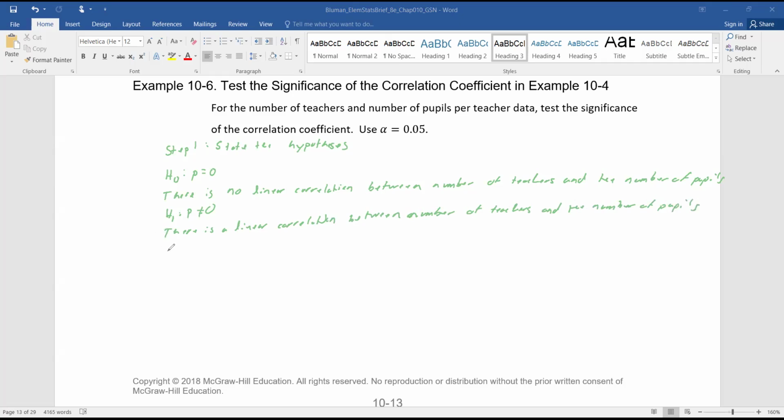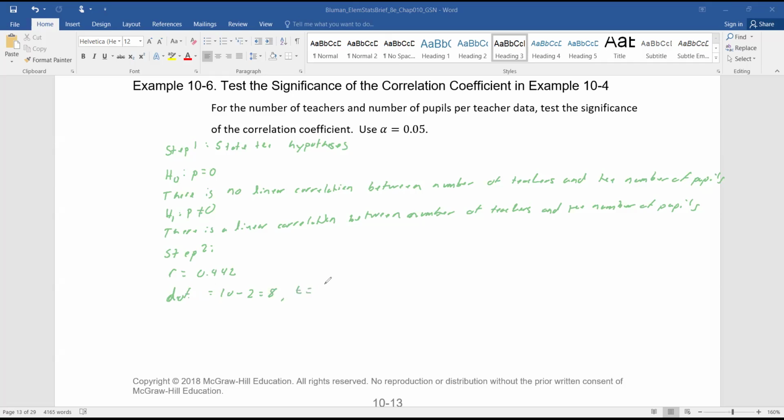And then if we go to step 2 here, we need to take our R, which we got from example 10.4, which ended up being 0.442. So that was already taken care of. Now we find our T value. Our degrees of freedom is going to be 10 minus 2, which gives us 8.